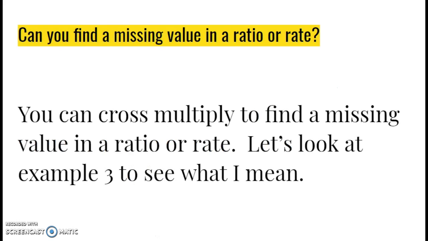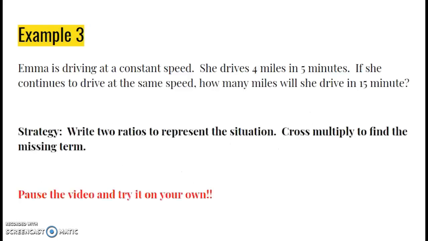You can also cross multiply to find a missing value in a ratio or rate. So we're going to look at that in example 3 to see what I mean. Remember that when we don't know a value, we can use a variable to help us find the missing number that we're looking for. So you're just going to place a variable into the equation. So let's take a look.